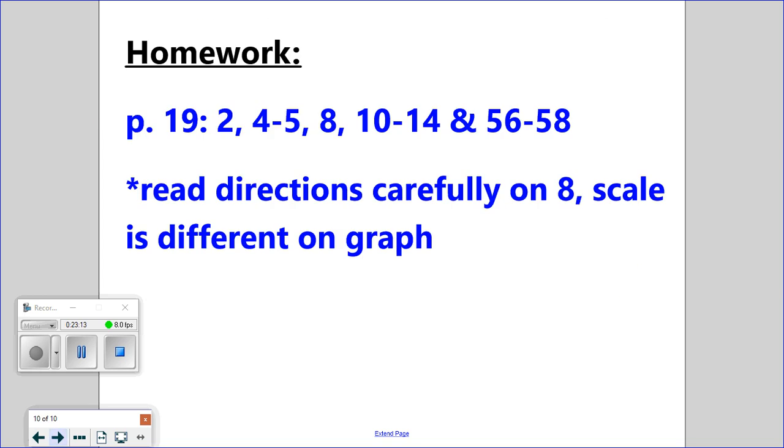All right, for your assignment, I did have a note up here that says on number 8, read the scale carefully. Similar to the one we did in class where the story kind of adjusts the scale. It wasn't 2, it was 20,000. Same thing's going to happen in your assignment.